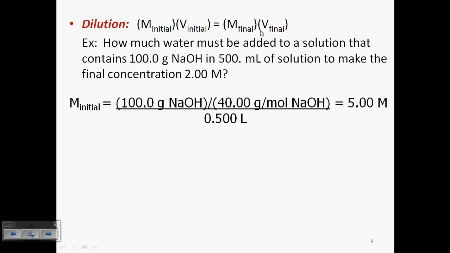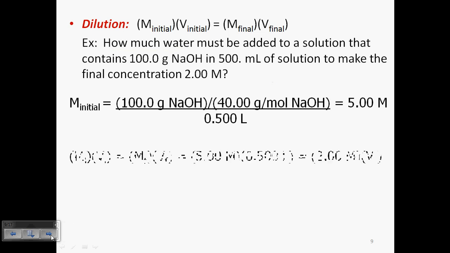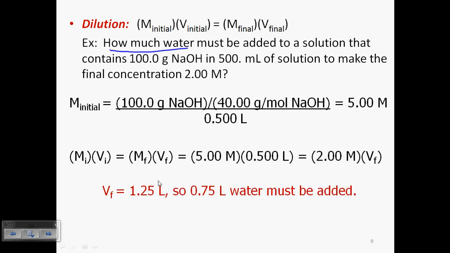The concept used behind dilution is the same: M1 V1, initial molarity times initial volume, is equal to final molarity times final volume. The only thing you have to be careful about is the terminology of the question. Sometimes they'll ask you how much water must be added, and at other times they'll ask you what's the final total volume of solution. Those two are different things, as you can see in this example. In this example, the total final volume is 1.25 liters, but you only need 0.75 liters of water because you had 0.5 liters of original concentrated solution.